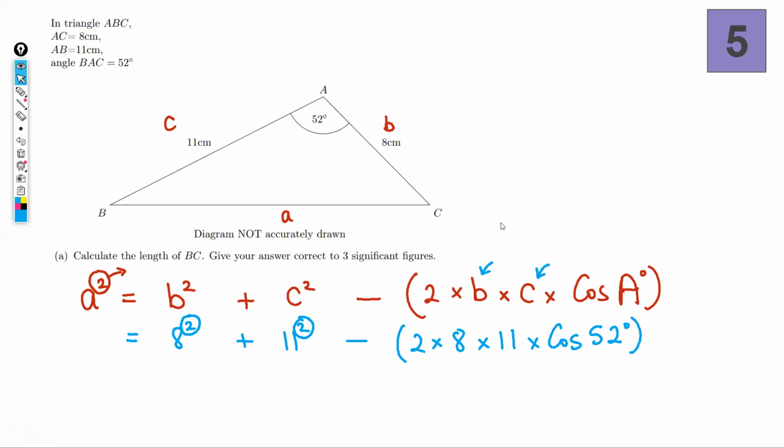So when you're typing this entire sentence straight on the calculator, 8 squared plus 11 squared minus open brackets 2 by 8 by 11 multiplied by cosine 52, and you close the brackets and press equal, you will get 76.64. So you throw across, now the number is A squared. So you throw across the squared and you square root. When you square root that, you're getting roughly 8.75 centimeters.